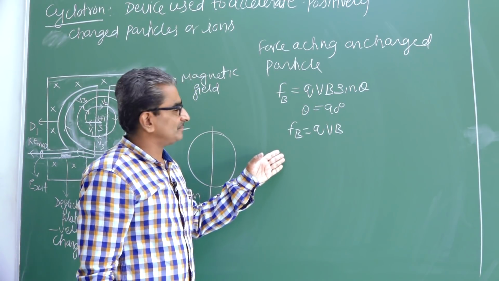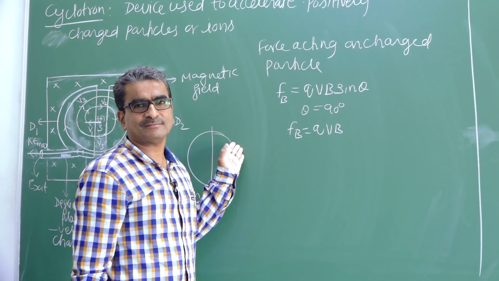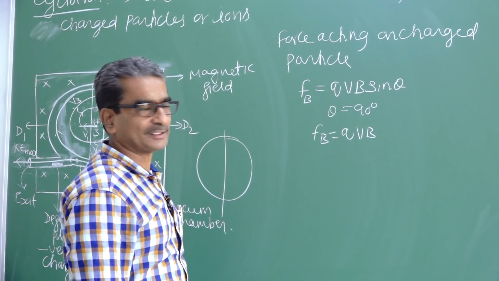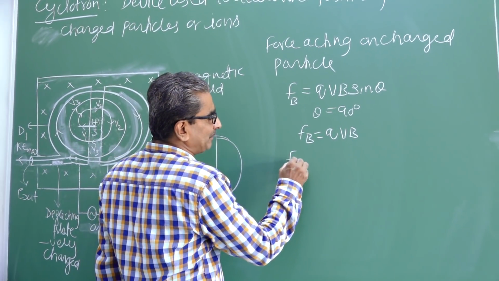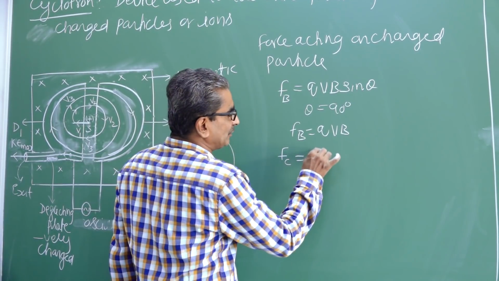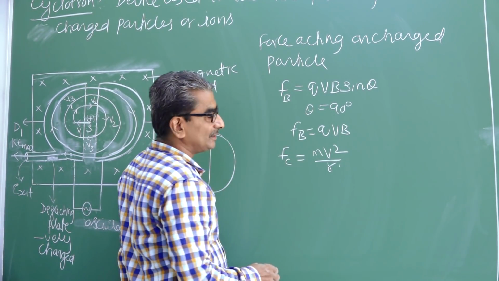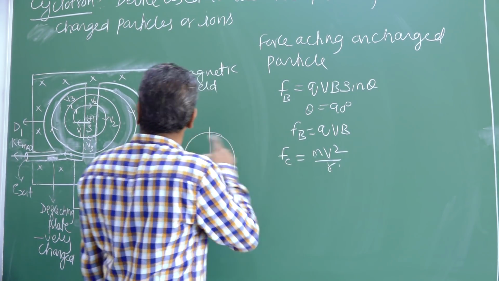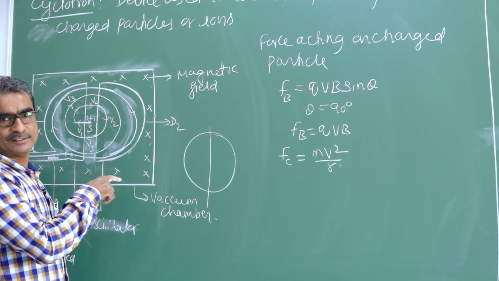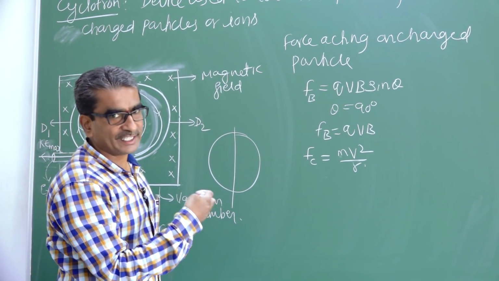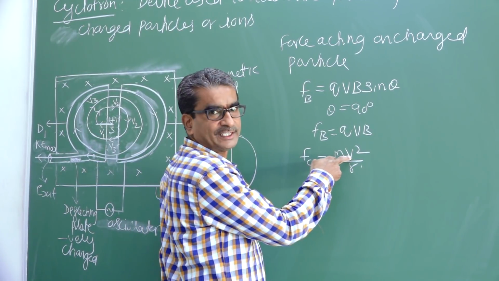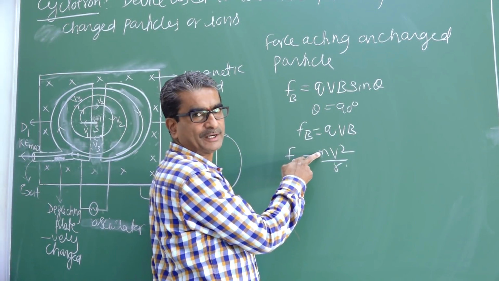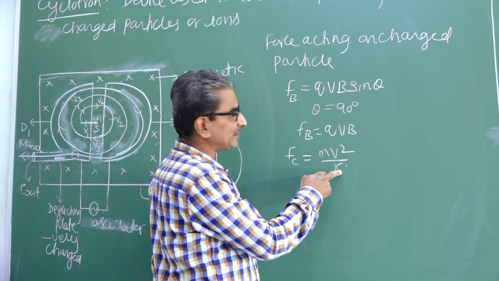But this magnetic force acting on the charged particle provides the centripetal force to the charged particle to describe the circular path. So what is centripetal force? Fc equal to mv square by r. What is m? Mass of the charged particle. What is r? Radius of the circular path, which continuously keeps increasing. V is the velocity with which the charged particle enters from one D to another D. M is the mass of the particle. R is the radius of the semicircular path.